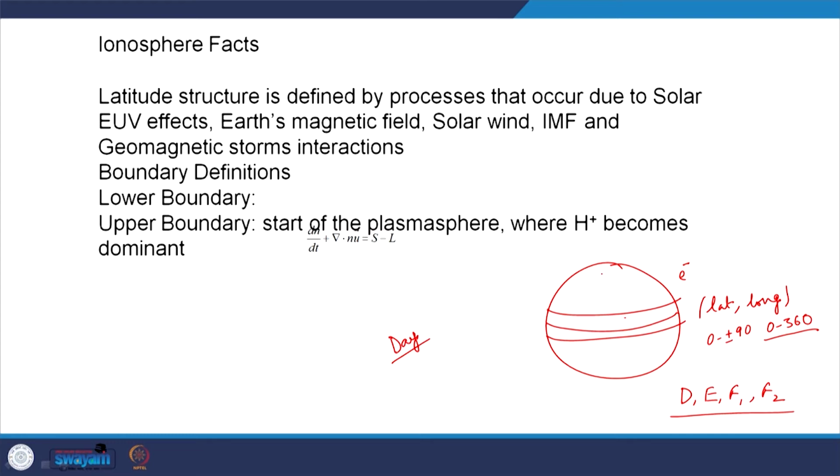Then at the poles, if you take a point here, the electron densities will depend not just on the solar radiation spectrum, but also on the amount of energetic particles that are trying to precipitate into these regions.